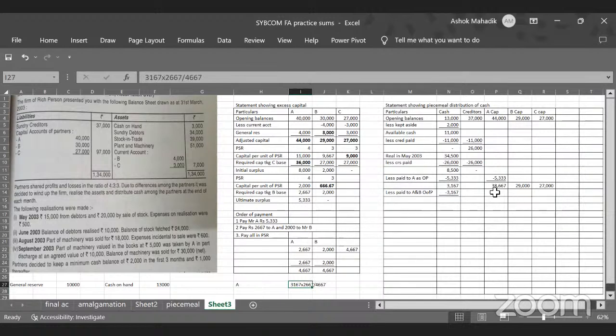I'll do here in partners capital 3,167 into 2,667 upon total 4,667. Clear, students? Same way do it for B, but his share you will take as 2,000, not 2,667. It will be only 2,000. Clear? That's it. If you add these two figures, it should add up to 3,167. Clear? I'll just put minus sign here.